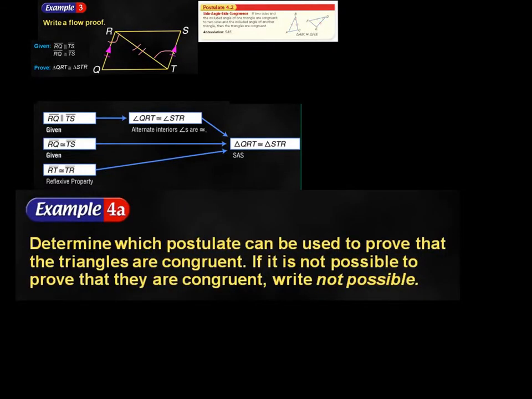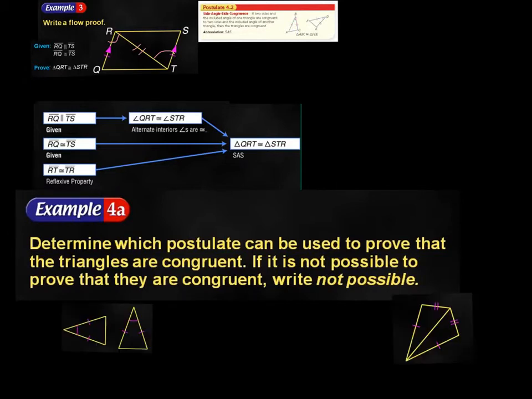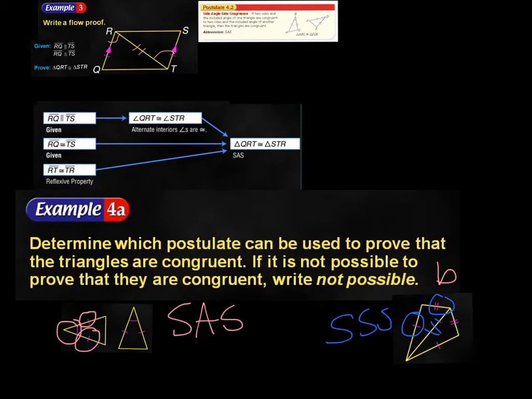For example 4, they ask us which postulate can be used to prove that the triangles are congruent. And if it's not possible to prove they're congruent, we're supposed to write not possible. Well, the first one is side-angle-side. And the second one, so this would be part B, they gave us two sides already, and then we can know that the shared side is also congruent, so that one would be side-side-side.